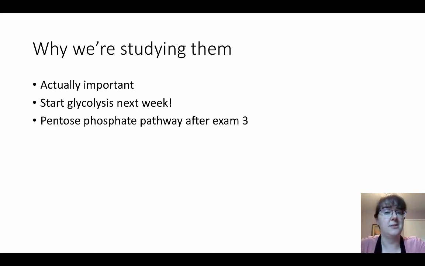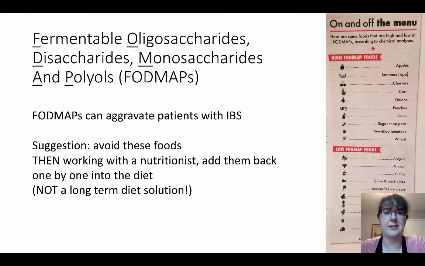Also, we're going to start glycolysis next week, which is all about breaking down sugars. And ironically, I like that. We're also going to talk about the pentose phosphate pathway, but after exam 3. So we'll deal with that later.